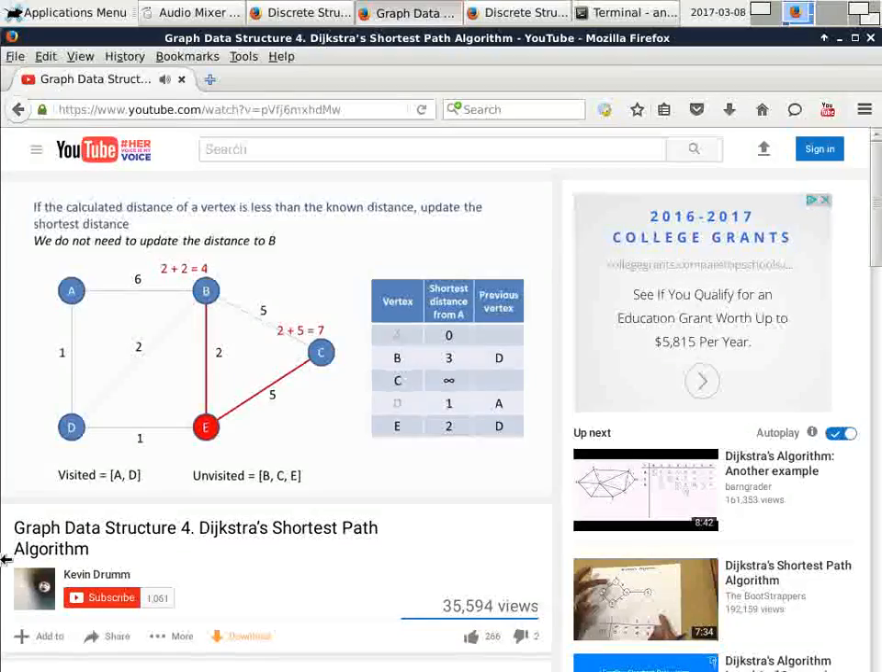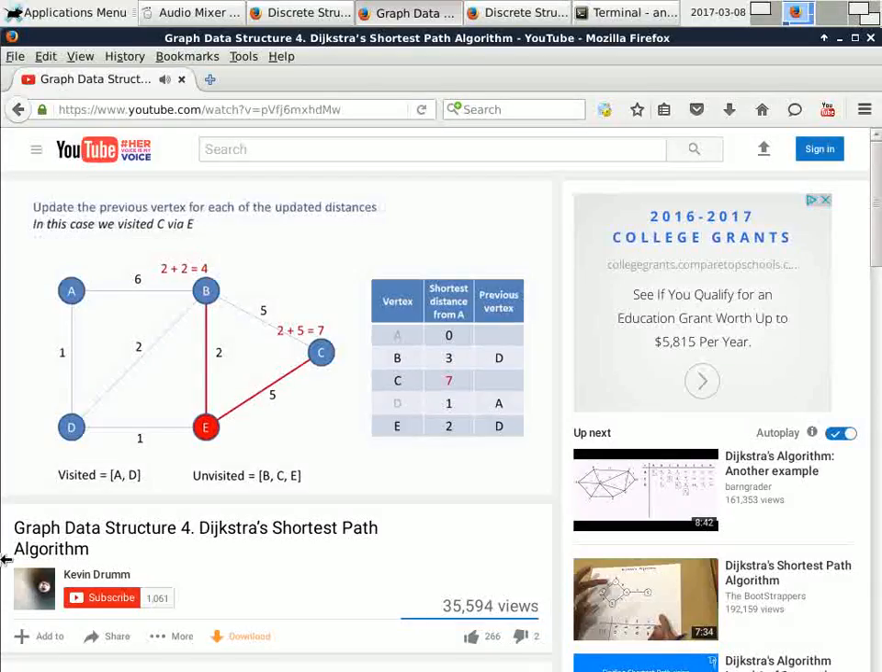If the calculated distance to the vertex is less than the known distance, update the shortest distance. Well, we don't need to update the distance of B this time. We've calculated 4, but our table indicates that we've already got a shorter path, so we'll leave that alone. On the other hand, the total distance to C that we've just calculated is 7. In the table, it's currently infinity, so obviously we're going to overwrite that. And since we've updated the value for C, we're going to update the previous vertex for C. In this case, we visited C via E.